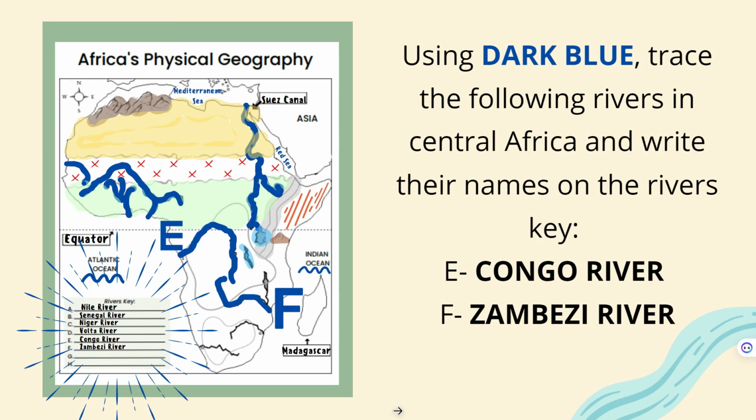The river that we traced for E is the Congo River. Please write Congo River next to E. The river that we traced for F is the Zambezi River. Make sure that you label F, Zambezi River, on your river's key.